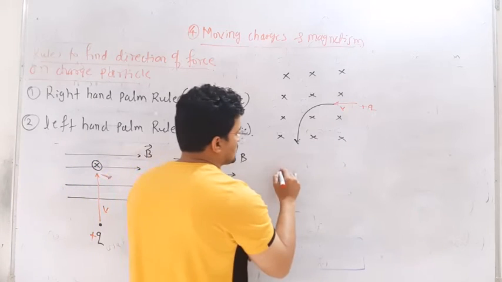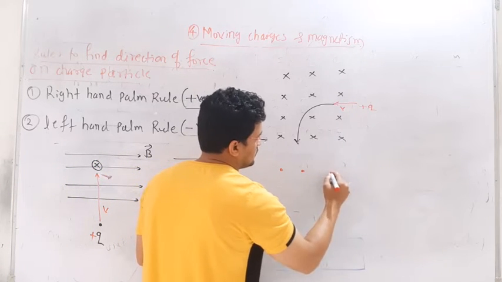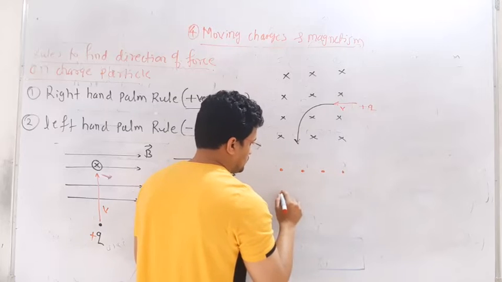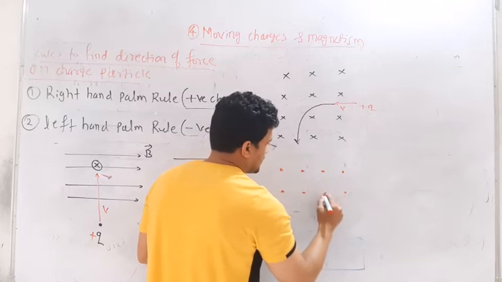Now suppose this is the dot in the circle. Dot in the circle means what?